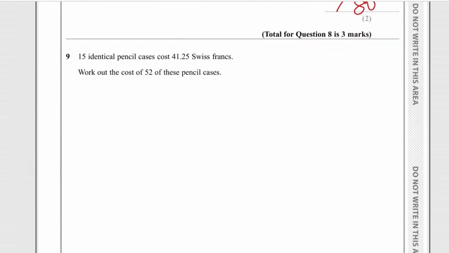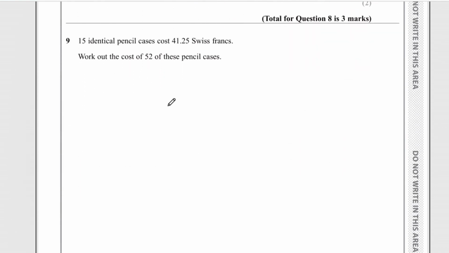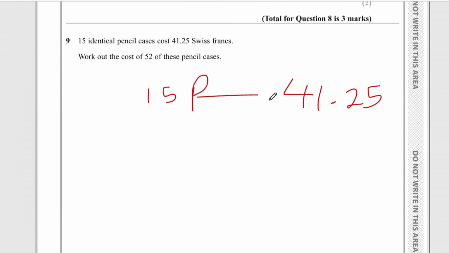We go to question 9. 15 identical pencils cost 41.25. Work out the cost of 52. So this is what you need to do. When they give you for 15, you have to get for 1. Okay, so 15 pencils cost this. To get for 1 pencil, you're going to do the right over left. Whatever is on the right, divide by what is on the left.